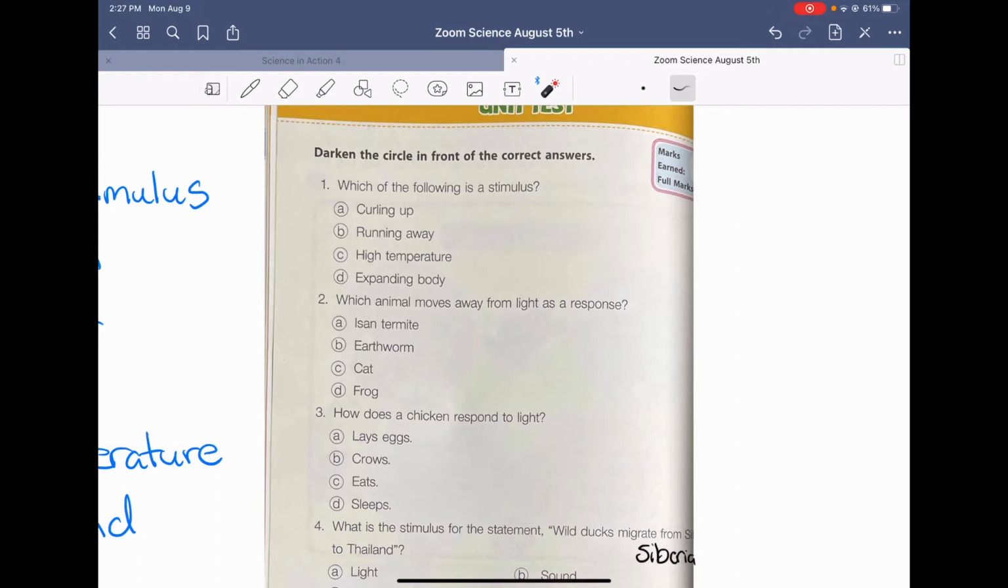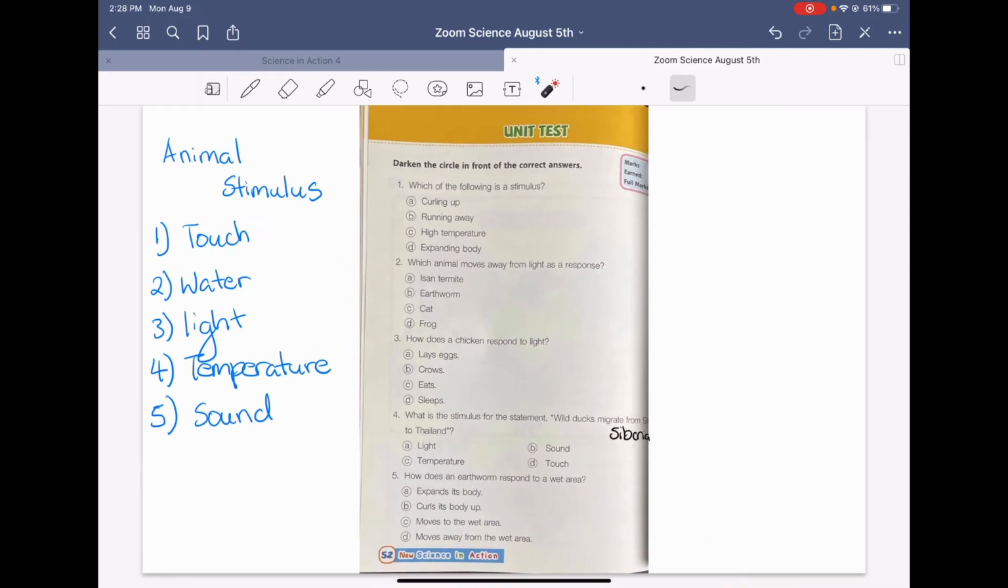We can see there's many choices, such as curling up, running away, high temperature, expanding body. So which one is a stimulus? Which one is a response? Stimulus is what causes the response, right? So let's take a look. Animal stimulus, we have touch, water, light, temperature, and sound.